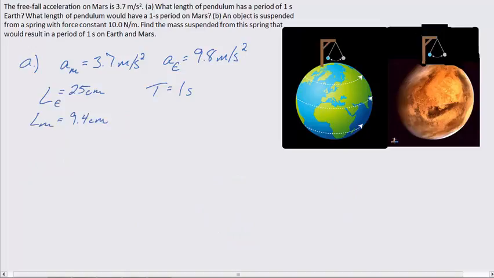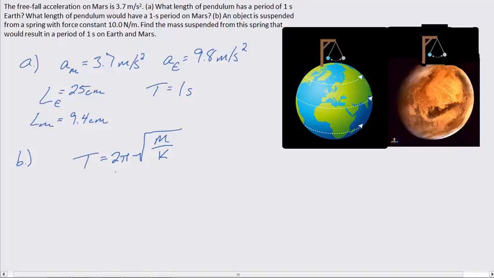So now we can look at part B, which asks us if an object is suspended from a spring with a force constant of 10 newtons per meter. We're asked to find the mass suspended from this spring that would result in a period of 1 second on Earth and Mars. So now that we're dealing with a spring, we can use our equation for the period of oscillation, which is given by the equation that our period is equal to 2 pi multiplied by the square root of our mass divided by our spring constant.